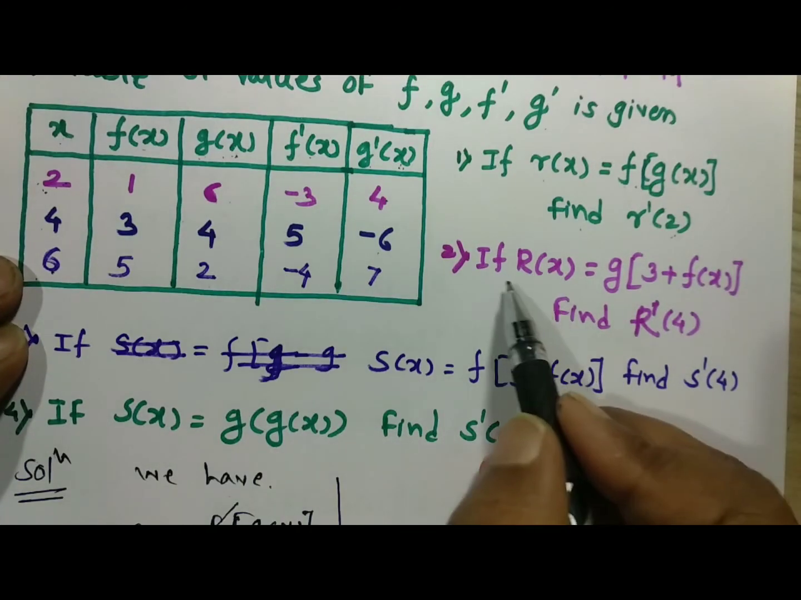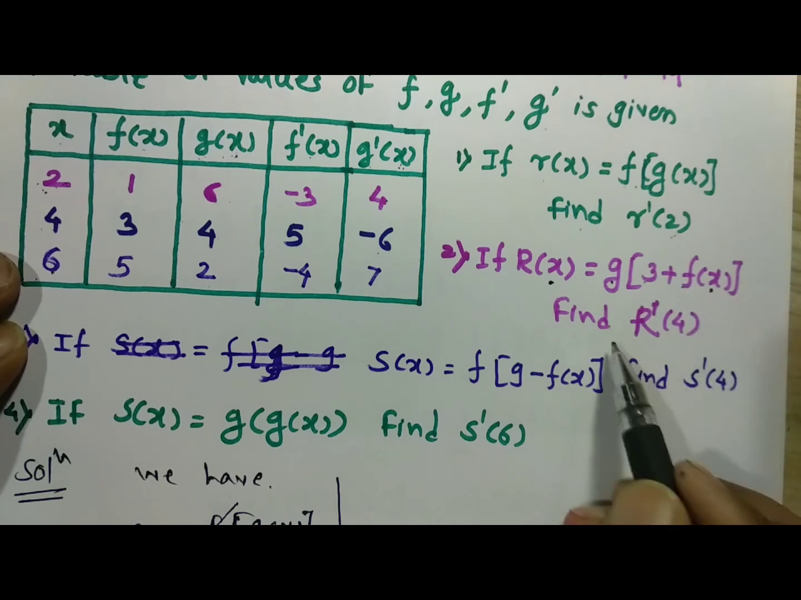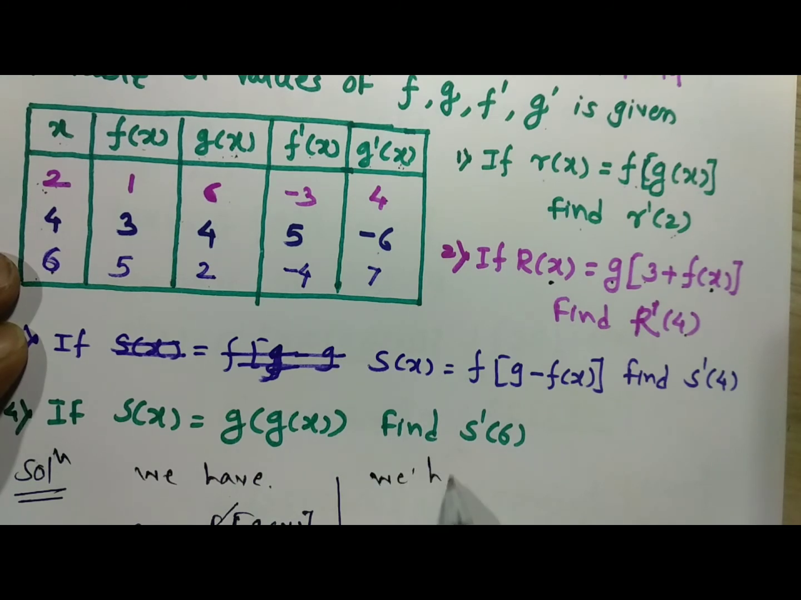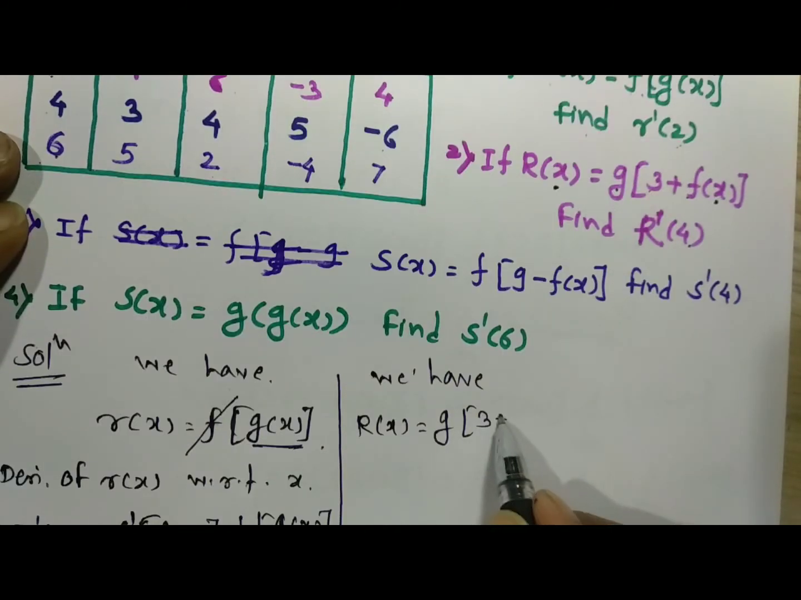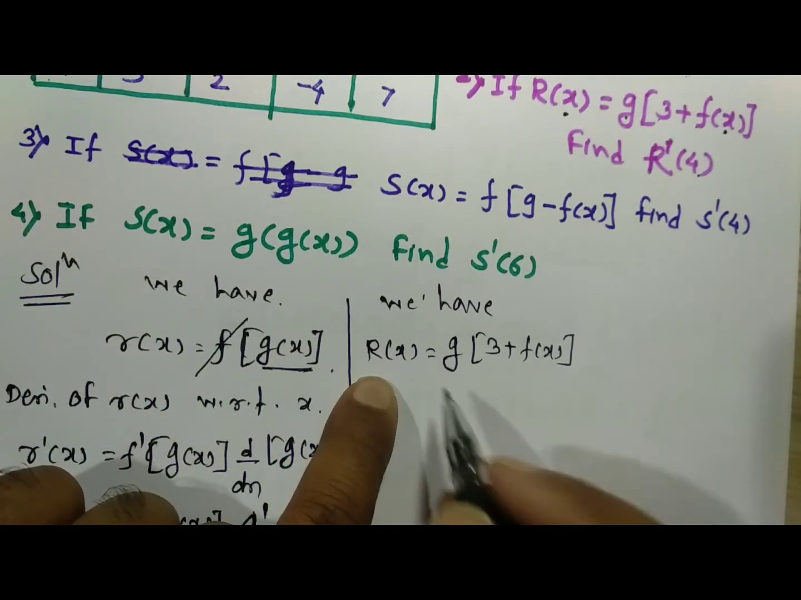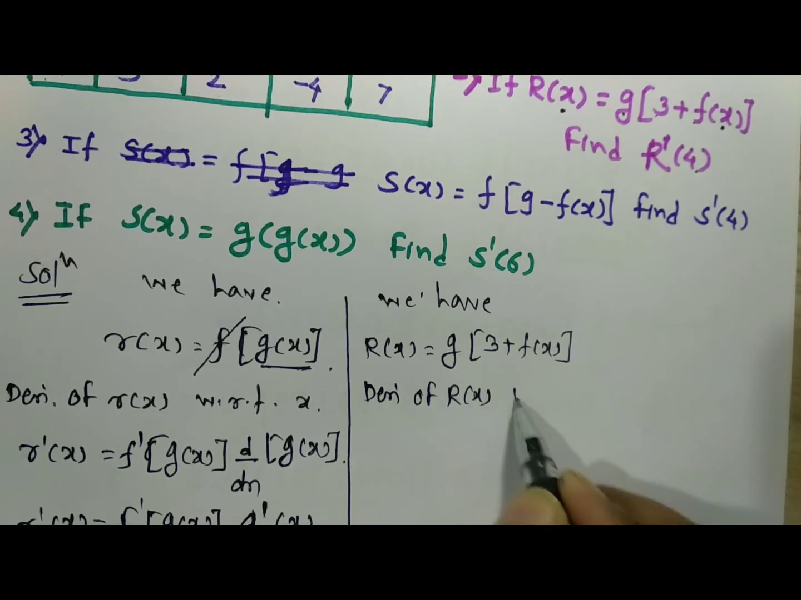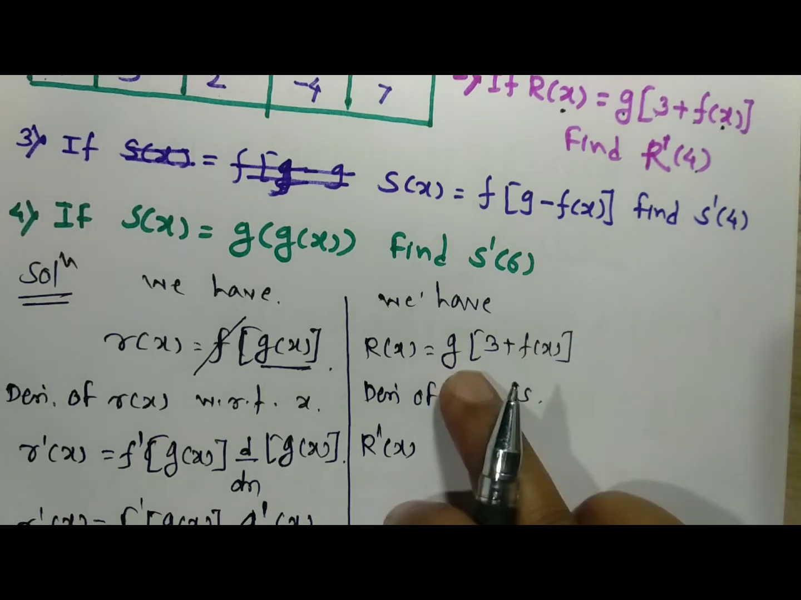That means if r of x is equal to g of 3 plus f of x, at that time you want to find out r dash 4. That means we have r of x is equal to g of 3 plus f of x, and we want to find out the derivative of that function, and therefore the derivative of this is r dash x. And once again we have to find out the derivative of this by using a trick.